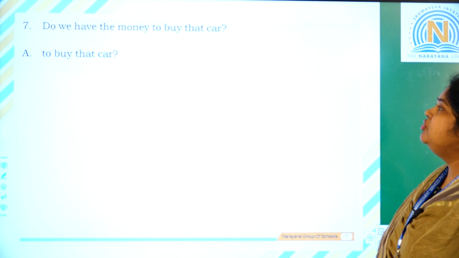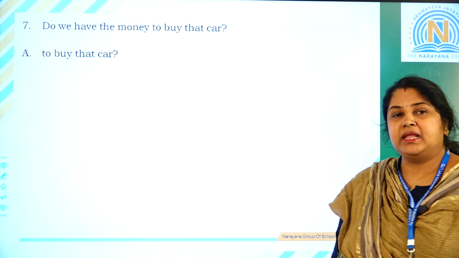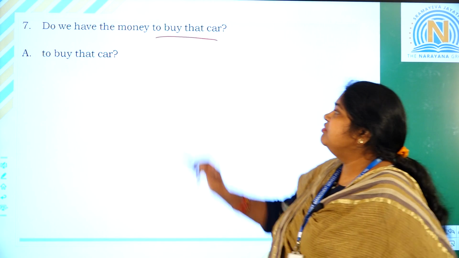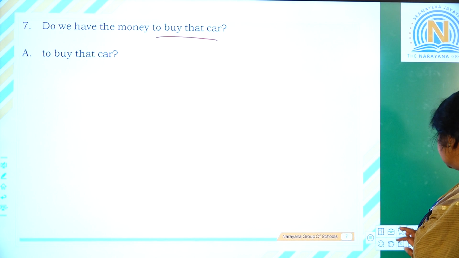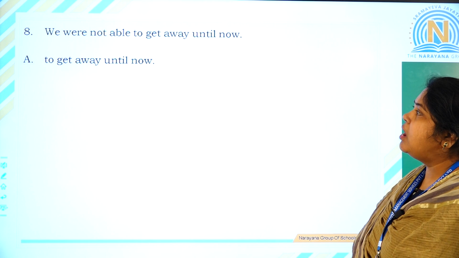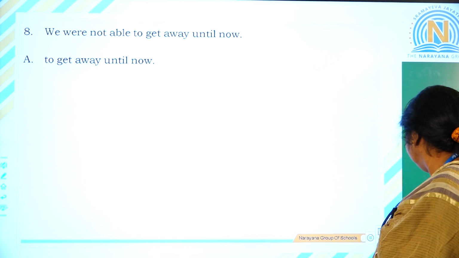Next, do we have the money to buy that car? To buy that car is again a to-infinitive non-finite clause. The next one is, we were not able to get away until now. To get away until now is a non-finite clause.